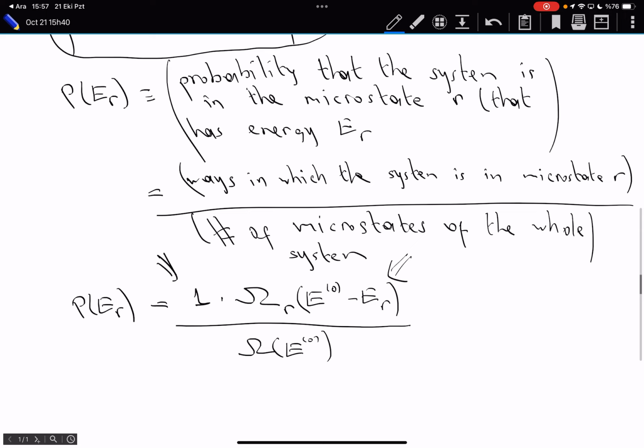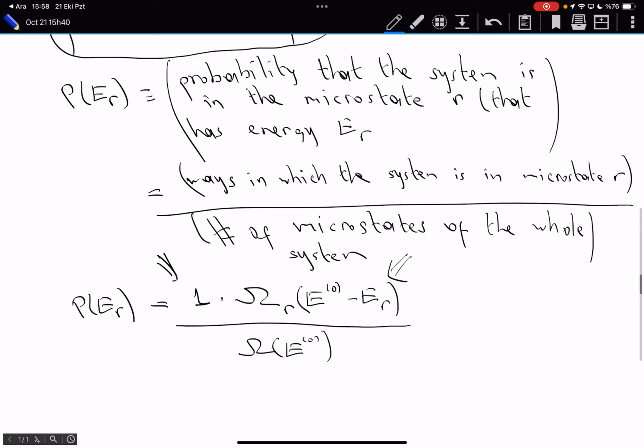So just to be clear, if we were looking for multiple microstates, that's the factor that will change? Yes, that would be. For example, if I were asking the question, what is the probability that my system will have an energy E_R, then instead of 1, I should put the number of microstates of my system that have an energy E_R.